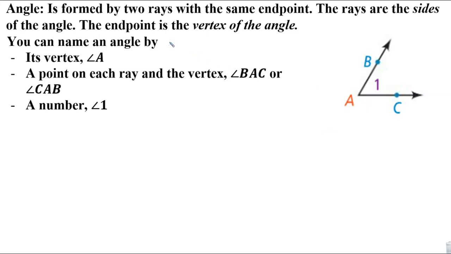And you can name an angle in several ways here. Number one, just its vertex. So we call this angle A. Now, if the vertex alone won't be specific enough, you have to use three letters. You could name it as a vertex and a point on each ray. So we call this angle BAC or CAB. Notice in both cases the vertex was in the middle of that name. Or in some cases we'll just name it with a number. We call this angle 1. All of those are going to work better or worse in different situations. We'll see them all as we go through here.